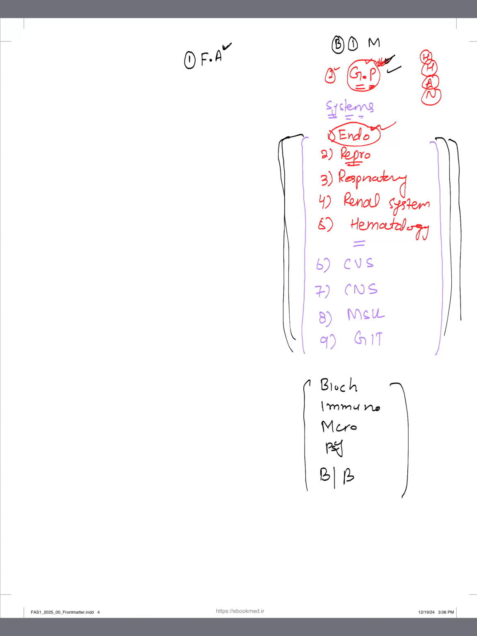About the resources, only the First Aid book is what we are going to use for Step 1 preparation. I also recommend that you please don't use any other book. First Aid Step 1 is more than enough to cover all the topics for your exam.